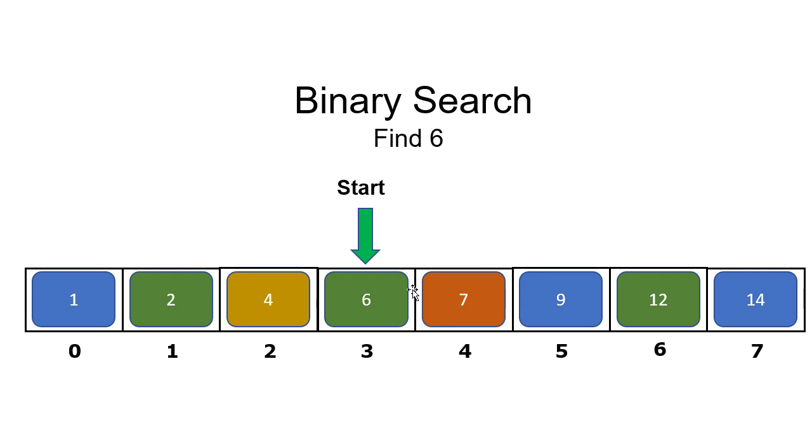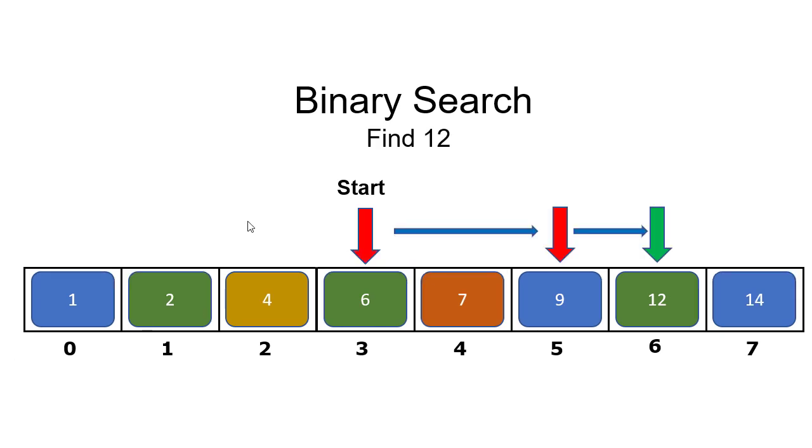If we're looking for 6, the middle is right here, so we're going to round down to index 3, and index 3 happens to have the target. Well, what if it doesn't have the target? So if we want to find 12, we're going to start here. But notice this array is sorted, so I know that 12 is not going to appear on one side of 6. So guess what? I never have to look at these 3 elements.